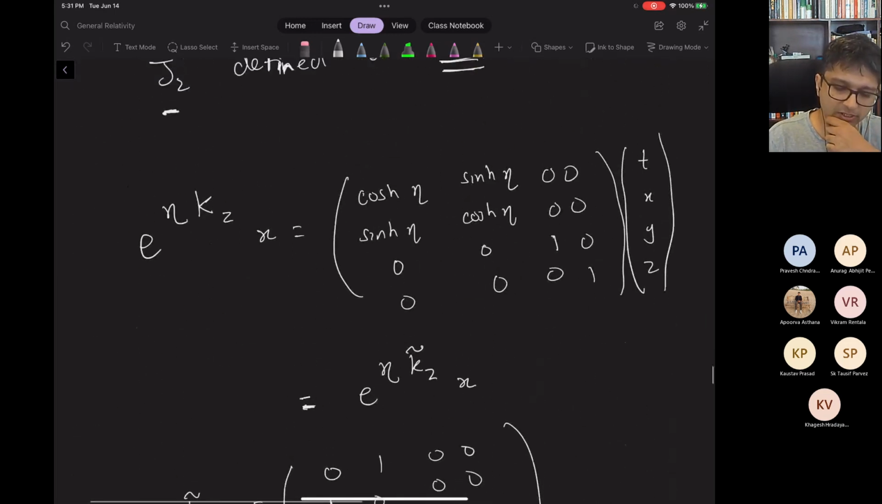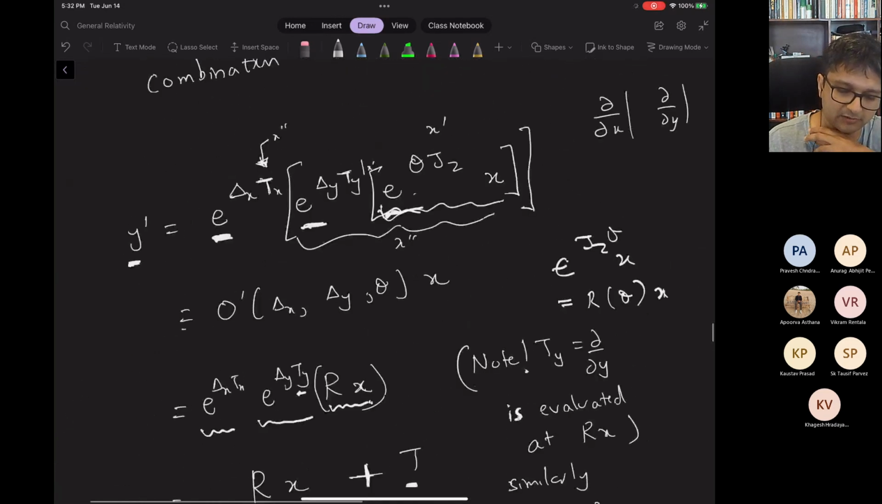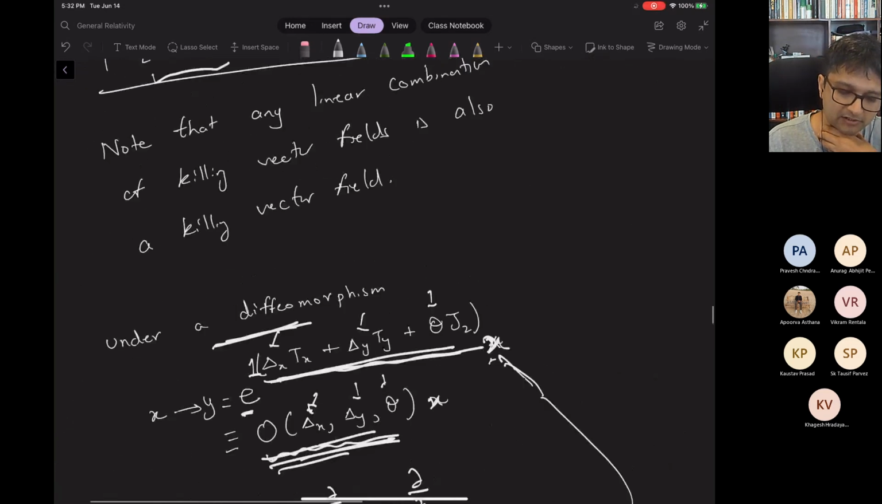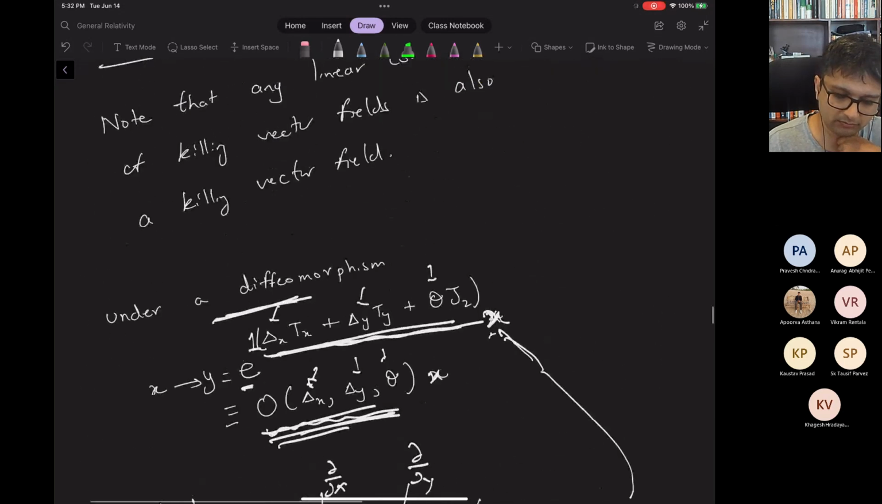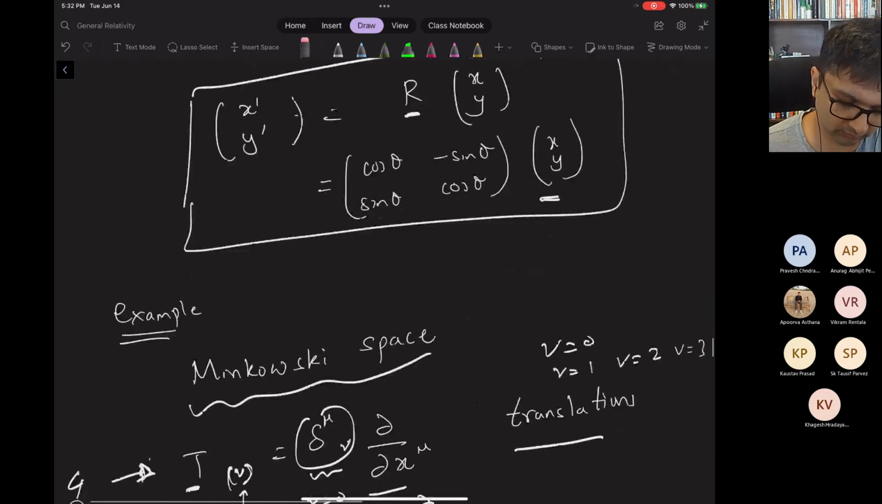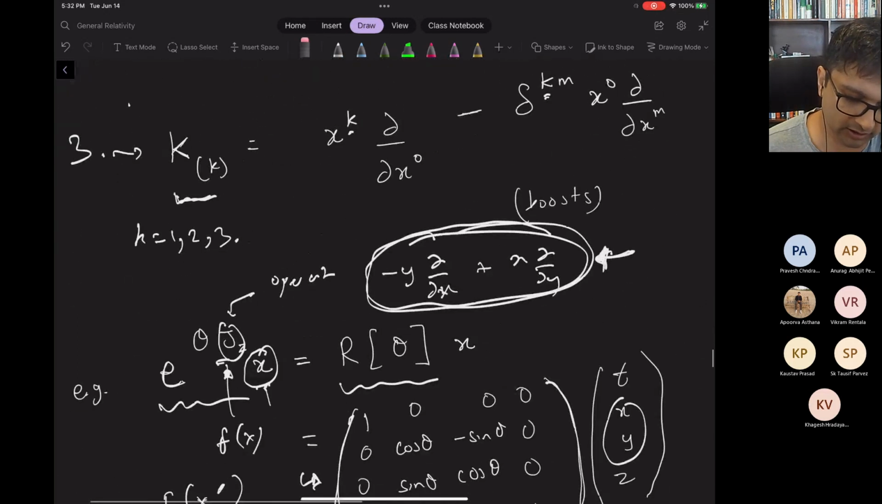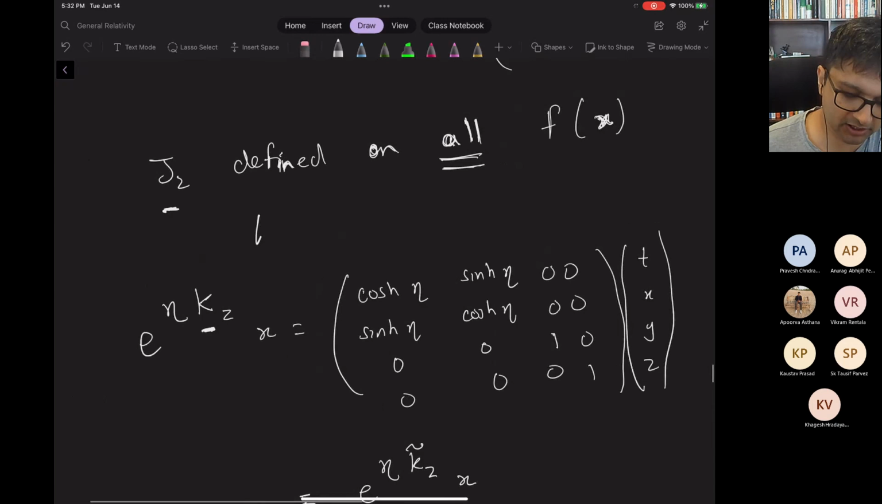Okay, similarly, you can do this for boosts. You can take e raised to eta Kz, where Kz was the thing we had written above. Again, it's an operator because it has to be expanded in a basis of vectors or vector fields. Yeah, K is these. Okay, and you can show that again.